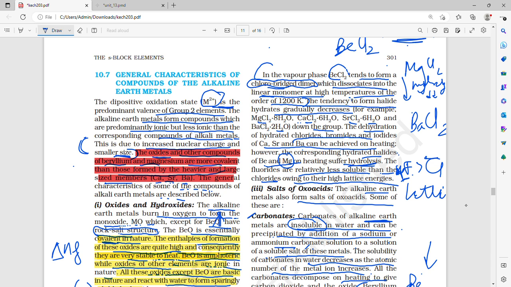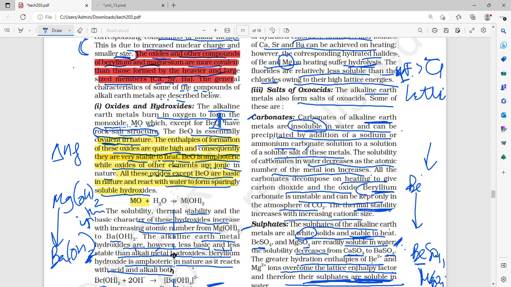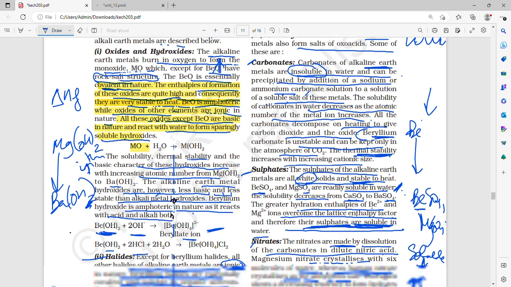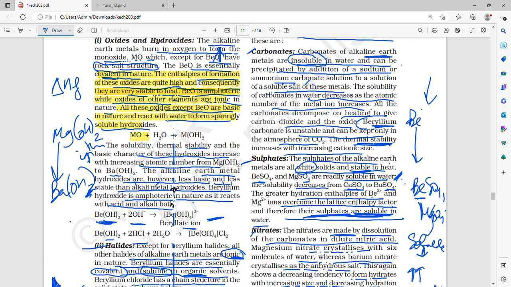The fluorides are relatively less soluble than the chlorides owing to their high lattice energies. Fluorides are less soluble than the chlorides. Why? Because of their higher lattice energies. Now, salts of oxoacids: alkaline earth metals also form salts of oxoacids such as carbonate, sulfate, nitrate.